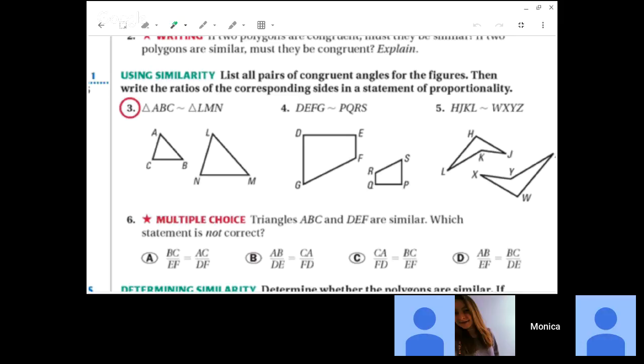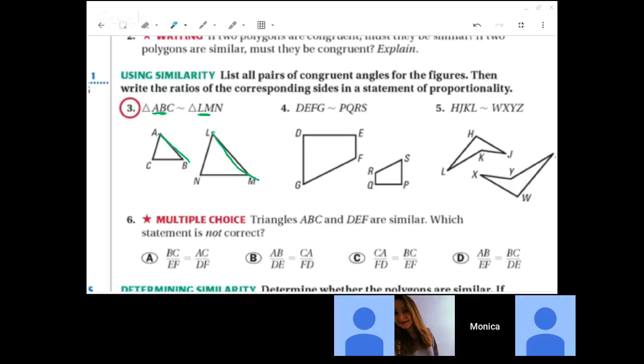If we look, A and B are the first two angles listed in that similarity statement, and then L and M. So AB and LM are the similar sides, right? They correspond with each other. Then we would put the bigger side over the smaller side. Yeah, that's fine. You can put the big triangle over the small triangle, or the small over the big, as long as you keep it the same. Okay.